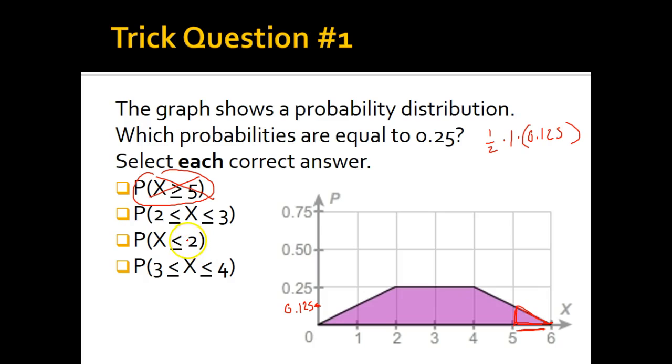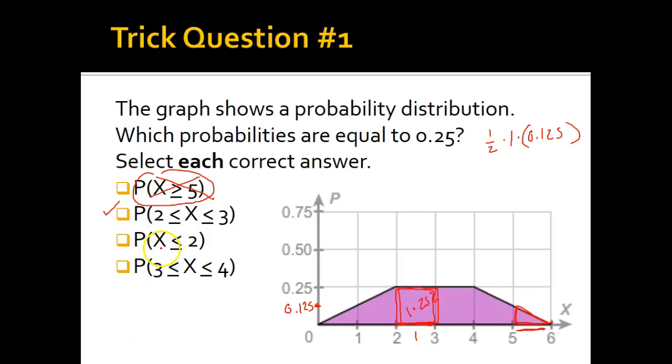How about the second one? 2 is less than or equal to x, which is less than or equal to 3. So that's talking about this square right here between 2 and 3, and the height is 25%. So that's a square or a rectangle. The base, the length is 1 between 2 and 3. 3 minus 2 is 1. So the width is 1, and the height is 25%. So 1 times 25%, of course, is 25%. So that one works.